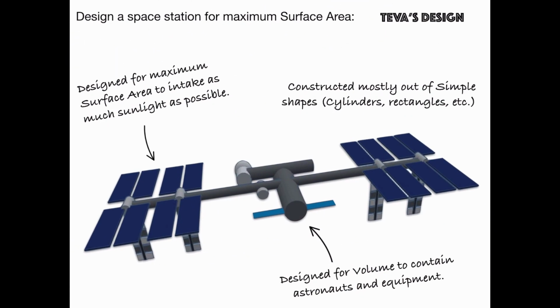Hi, I'm Teva, and I decided to design an international space station. My goal was to create a space station based on the ISS that had maximum surface area. Here, you can see that in some parts of my design it was made to intake as much sunlight as possible, thus needing maximum surface area, while other parts needed maximum volume to contain astronauts and equipment.